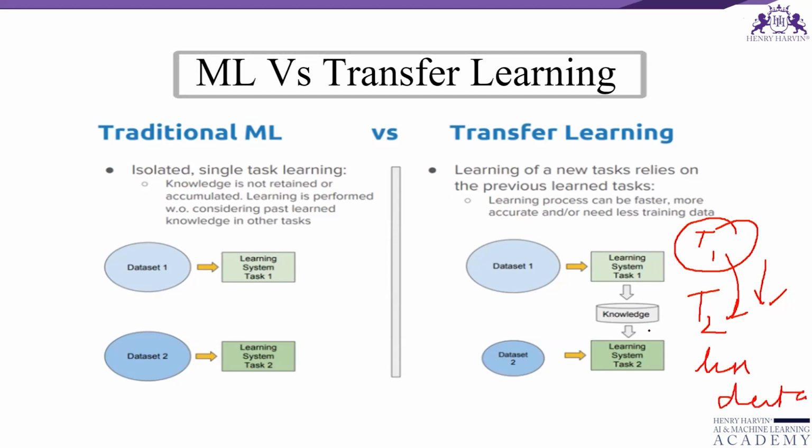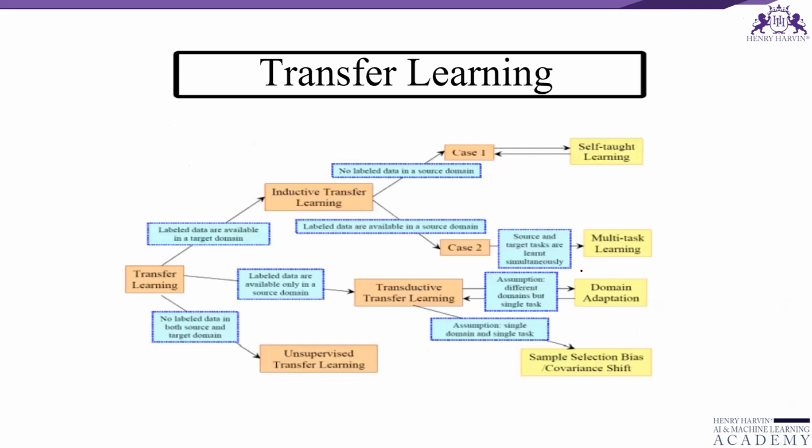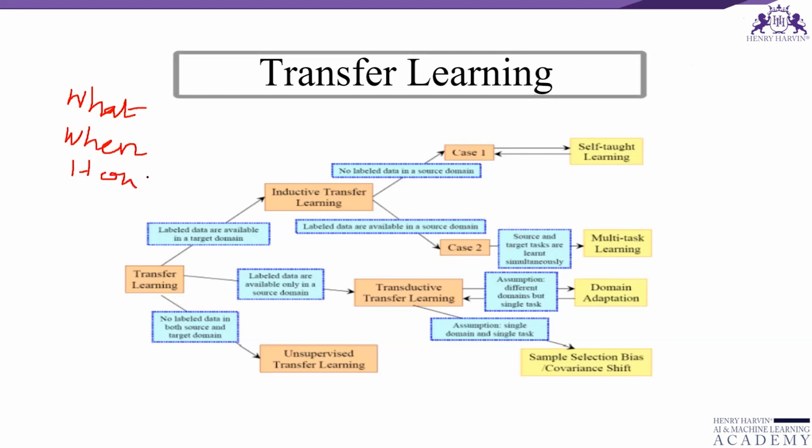In the case of problems in the computer vision domain, low-level features such as edges, shades, corners, and intensity can be shared across tasks. And in transfer learning we should also know what we are transferring. So basically what to transfer, we should also know when to transfer, and we should also know how to transfer.